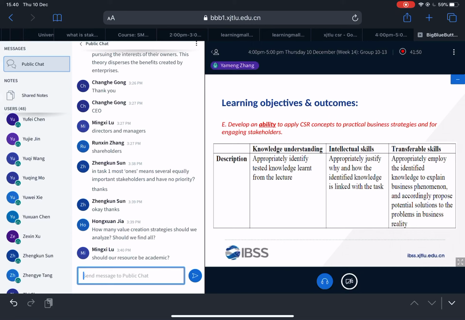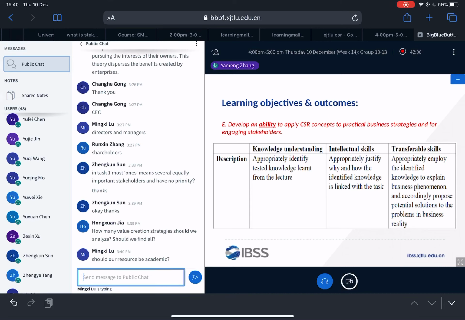Should our resources be academic? Or if you mean references, yes, you should follow an academic reference format, for example, Harvard or APA or something like that. But if you choose, for example, Harvard, just be consistent throughout your whole coursework.